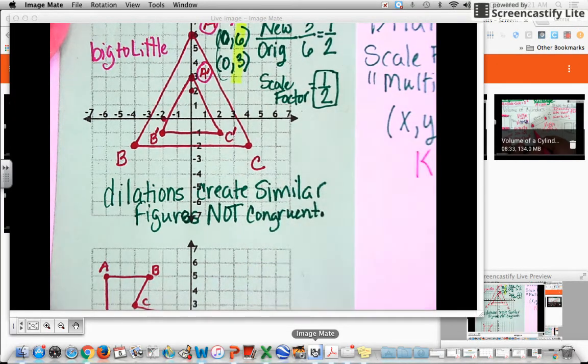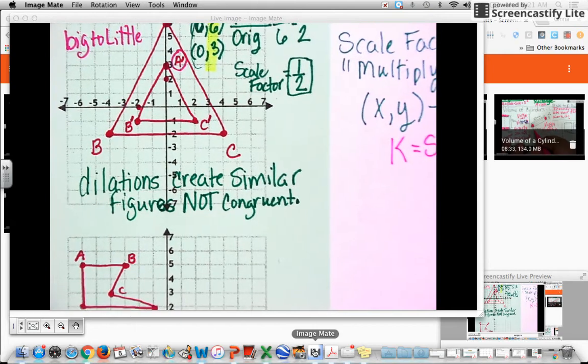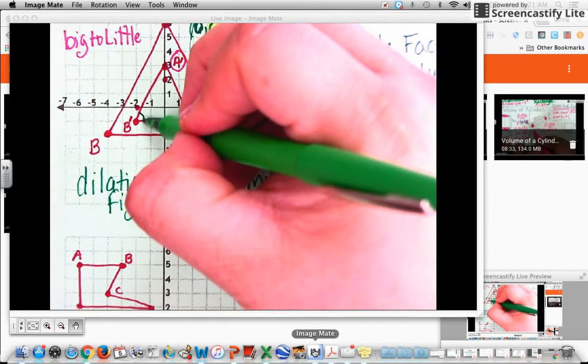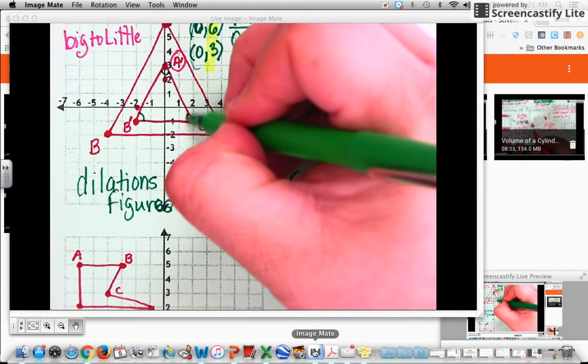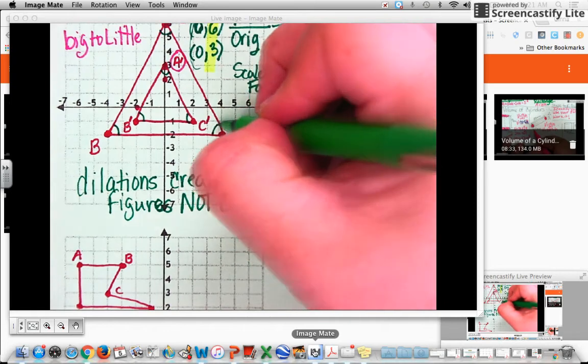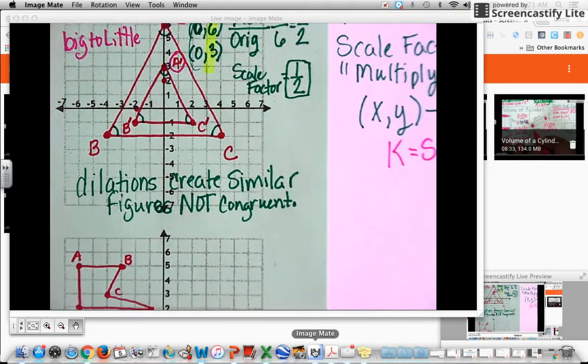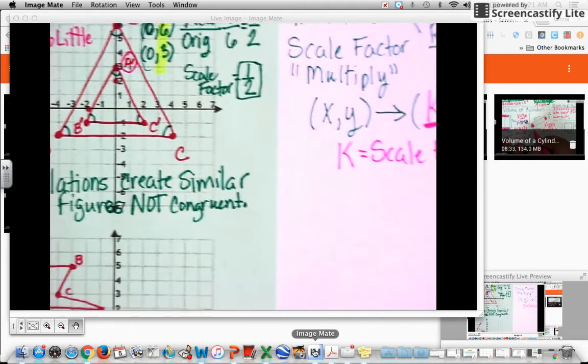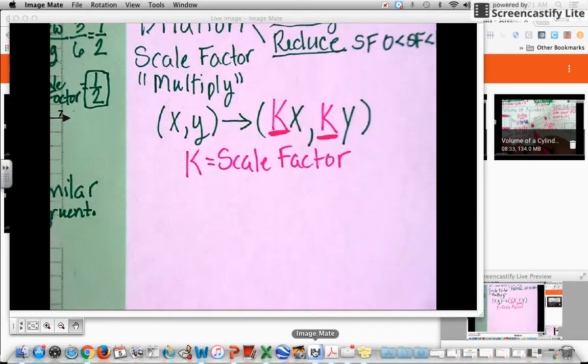Similar figures mean they are the same shape, but not the same size. They have the same angles. All the angles are going to be the same. All these little angles are going to be the same, except the sizes of the shapes are not going to be the same. But the angles will still remain congruent. But the size of the shape is not going to be the same.